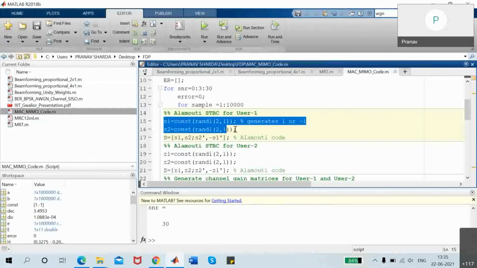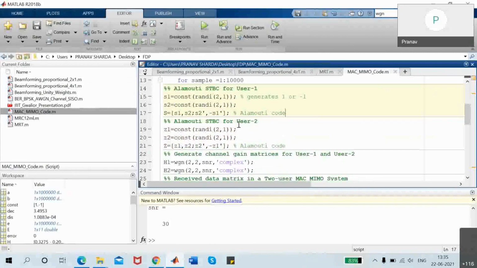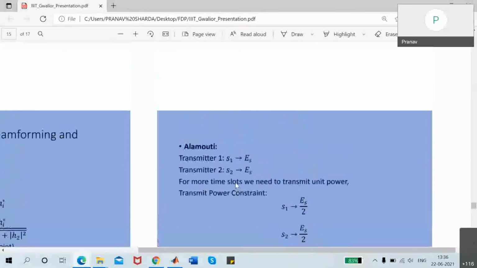In line numbers 15 and 16, we generate the values of S1 and S2 corresponding to the BPSK constellation, which eventually plug into this matrix S, the LMT STBC code for user one. The same thing we do for the second user, with different variables. We define Z1 and Z2, because the LMT STBC code for user 2 is something like this: Z1, Z2, a typical structure of the LMT STBC code.